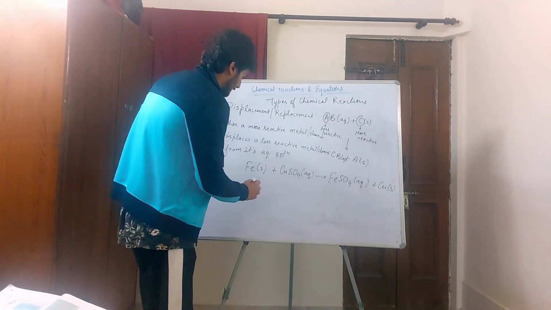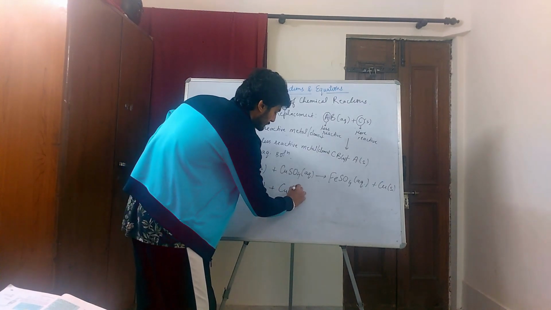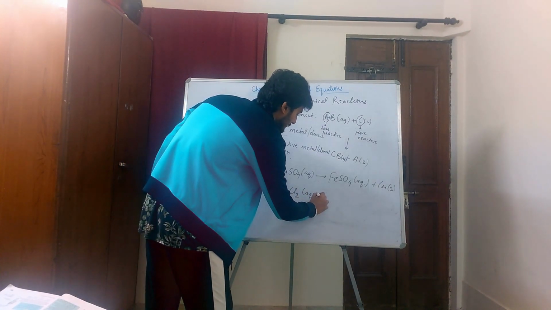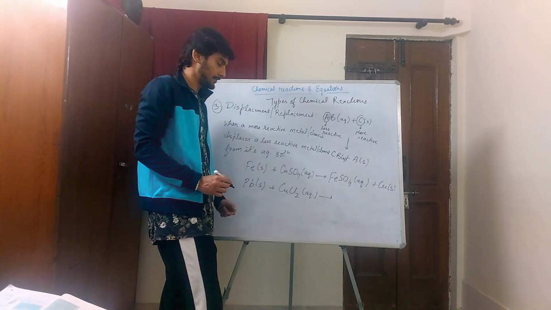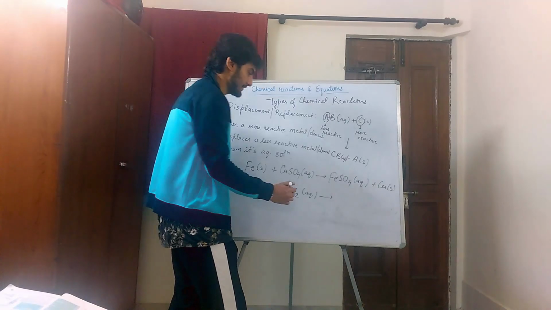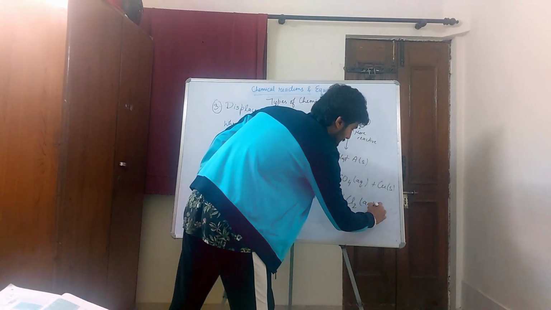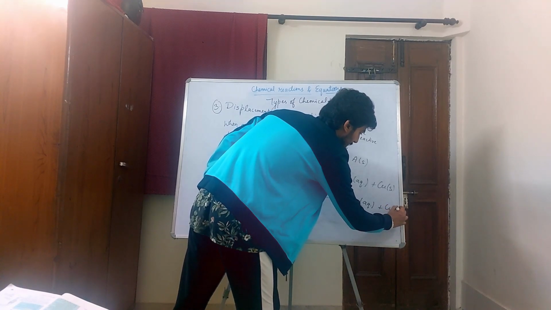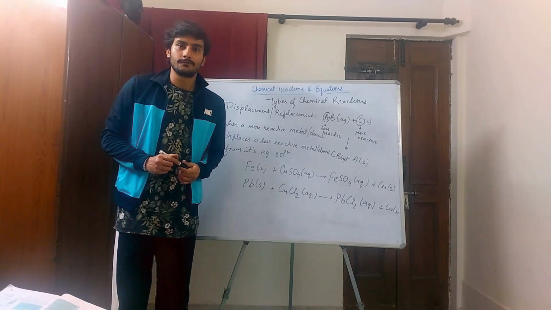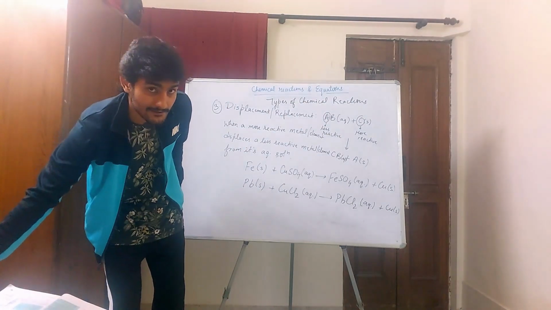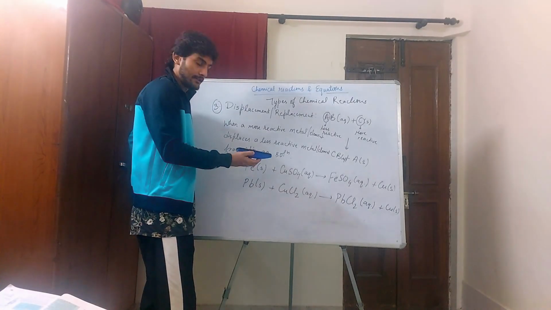We can take another example. So Pb solid plus CuCl2 aqueous. Again, Pb is more reactive than copper. Again, change of places. So we will get PbCl2 aqueous plus copper as solid. So this is the third type of reaction which we just saw, that is displacement or replacement reaction. I hope it is clear.